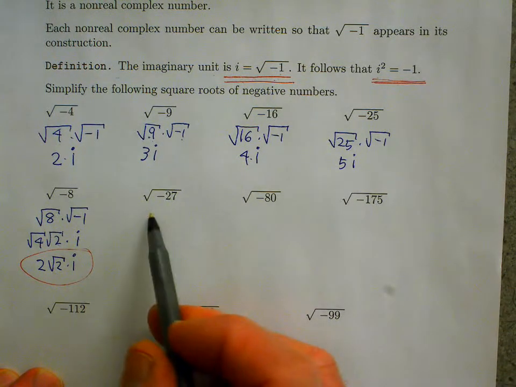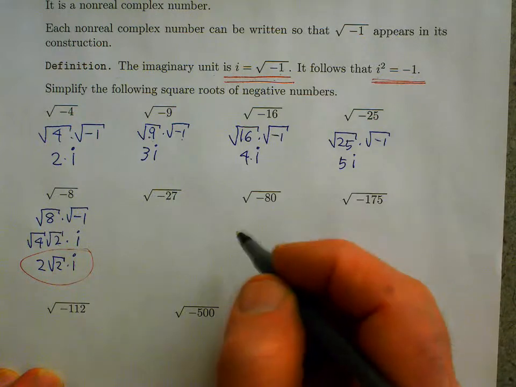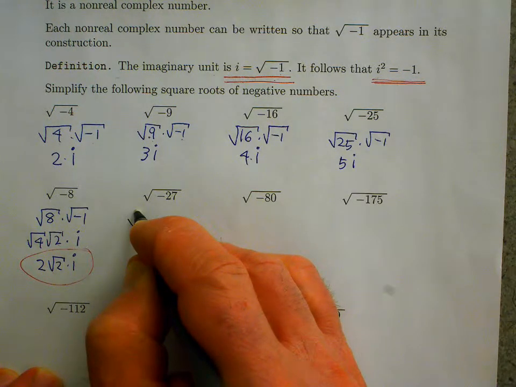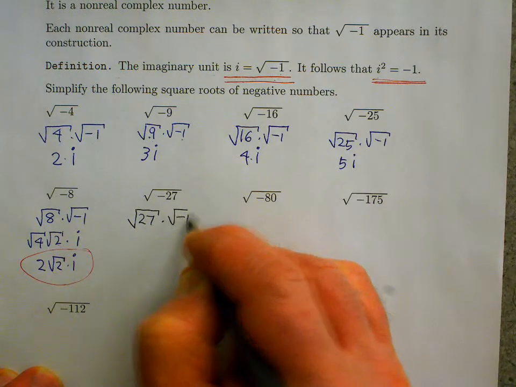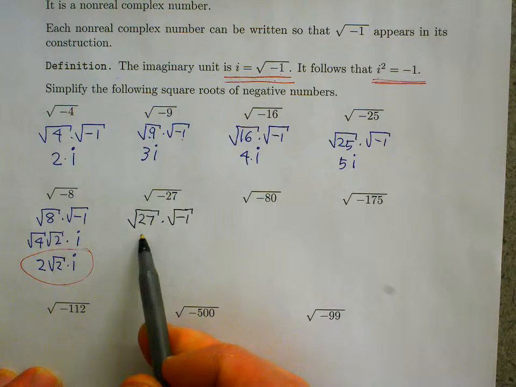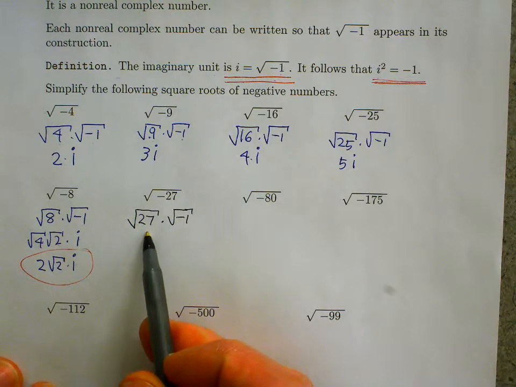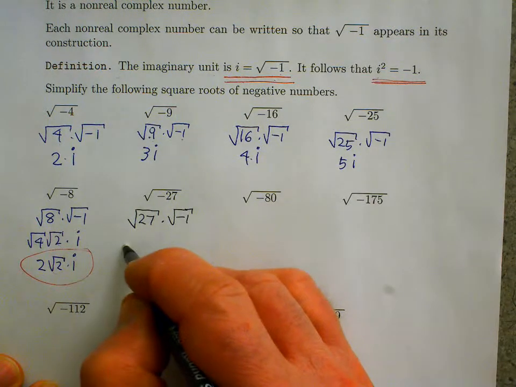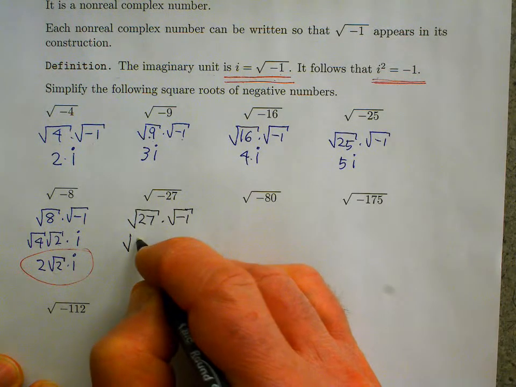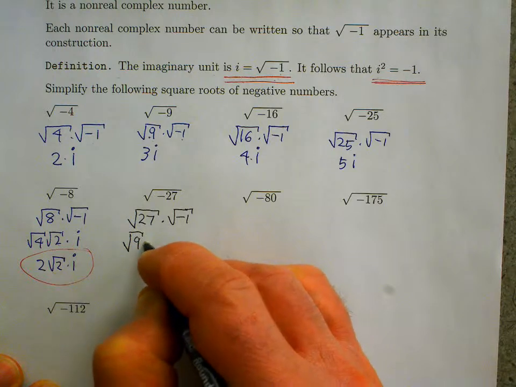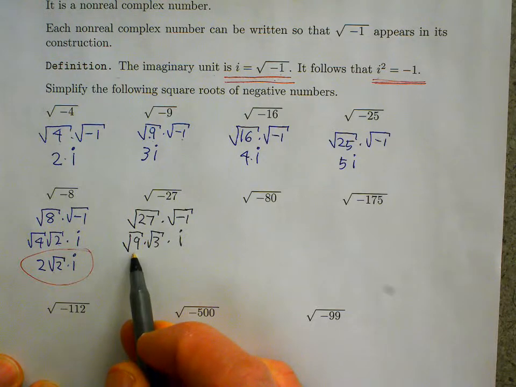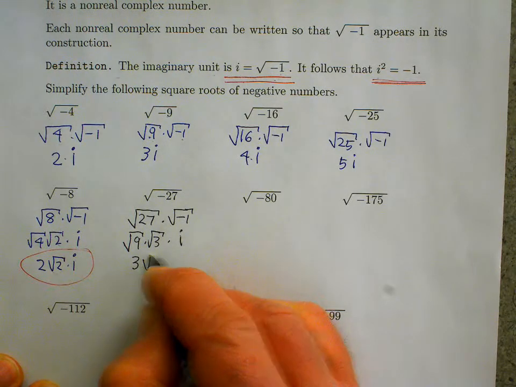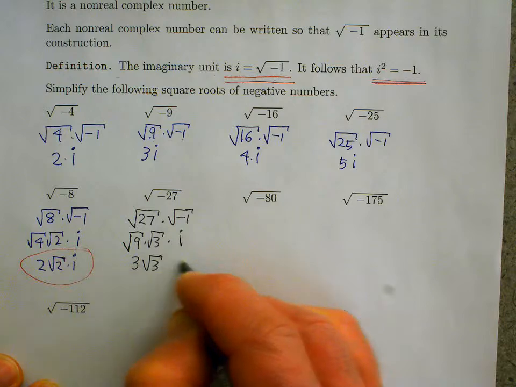Okay, the next one, the square root of -27. So write this as the square root of 27 times the square root of -1. Simplify the square root of 27. The largest factor of 27 that's a perfect square is 9. 9 times 3 is 27. So we get the square root of 9 times the square root of 3 times i. The square root of 9 is 3. So we get 3 times the square root of 3 times i.